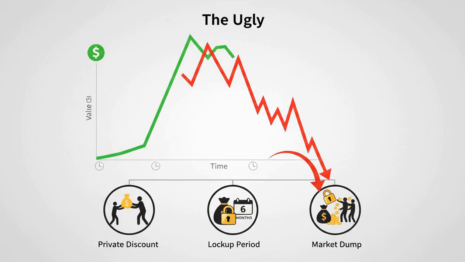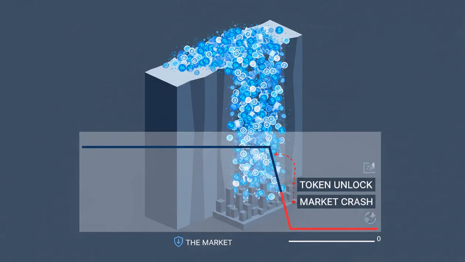Now let's look at the ugly. We've all seen these charts. A massive spike at launch, followed by a vertical drop. What's behind that? You might find it's a project that gave huge discounts to private investors with a 6-month lockup. The moment that cliff hits, a tidal wave of tokens floods the market. The project never recovers. It's a stark reminder that your token plan isn't just a document, it's a predictor of your future.